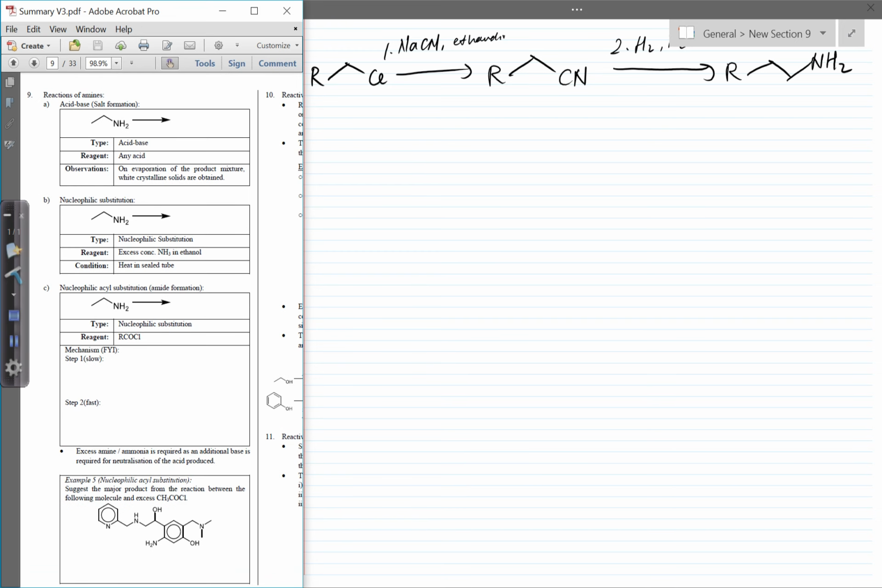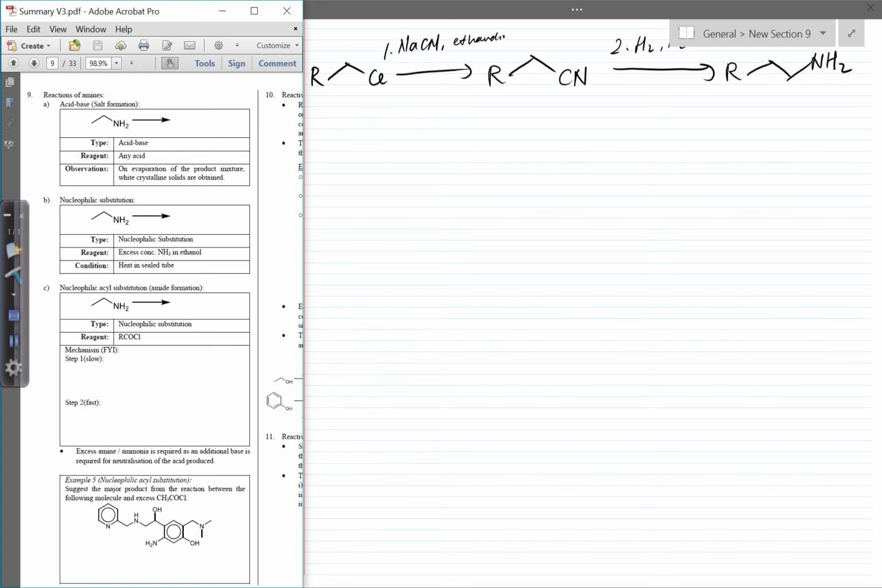And next one, reaction of your amines. If you react amines with any acid, they will get protonated, right? And the important thing is that you will get a white crystalline solid upon evaporation, which is your salt. Okay, this is something like your crystallization.